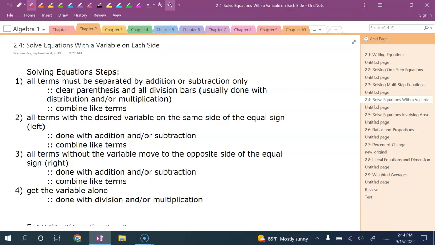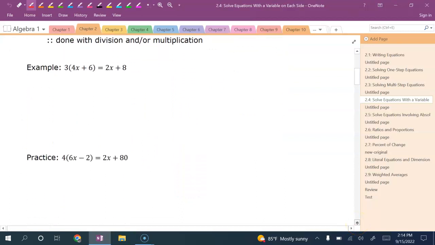Then once you've gotten those separated, you want to get the variable term by itself. So if you need to move numbers over from the left-hand side to the right-hand side, you want to do that next. And then finally, if you need to divide or multiply by something to get that variable term all alone, that would be your final step for you to be finished with the problem. So let's take a look at this first example together.